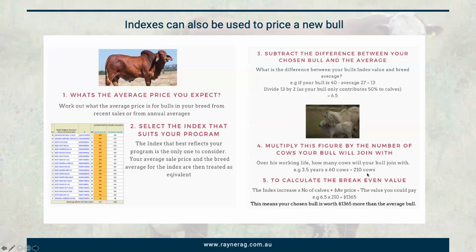Multiply that over the number of cows I'd expect him to use within his working life to give me an additional break-even value where I could expect that to spend an extra $1,300 or an extra $1,400, I can actually get a genetic improvement across my herd. So it's quite a useful tool, not just to give you balanced selection, but also to give you an improved approach to budgeting when you come to your sale.